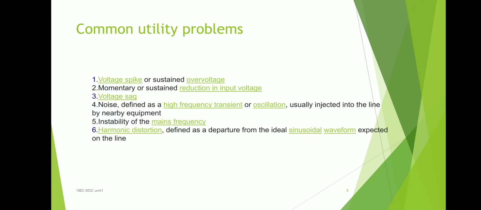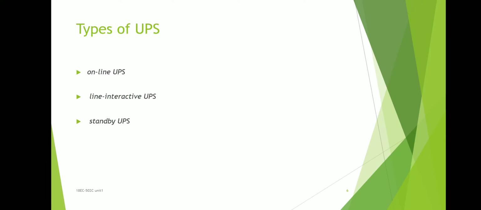Generally the common electrical problems we face are voltage spikes or sustained overvoltage, momentary or sustained reduction in the input voltage (sag), noise at high frequencies, oscillations, instability of the mains frequency, and harmonic distortion. These are all problems we get from the mains supply we receive. All of these are overcome by the UPS.